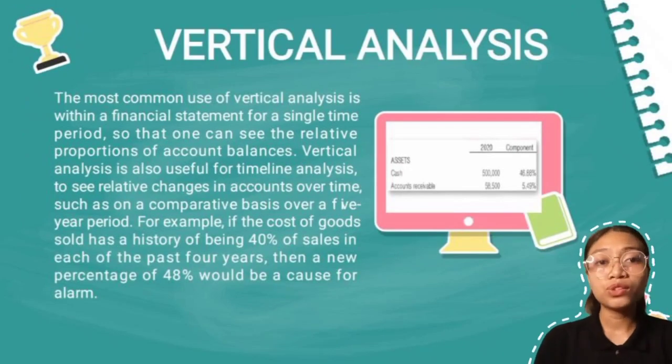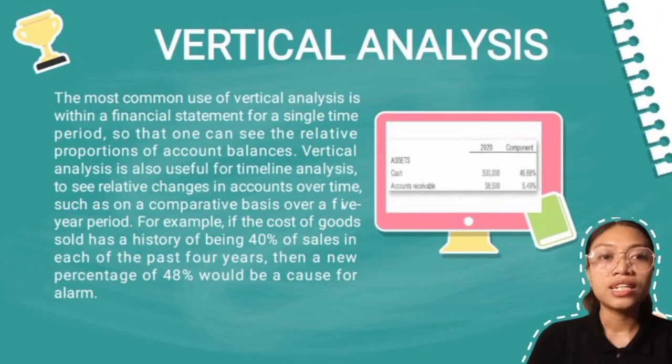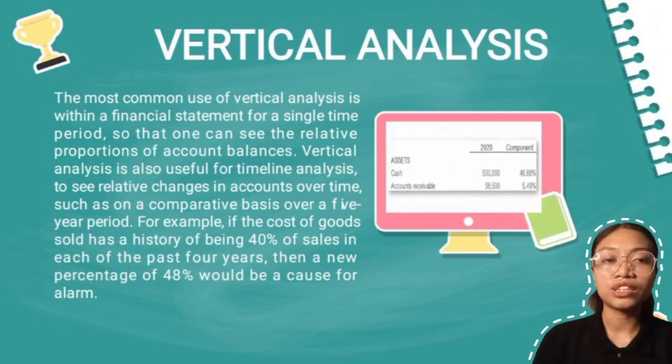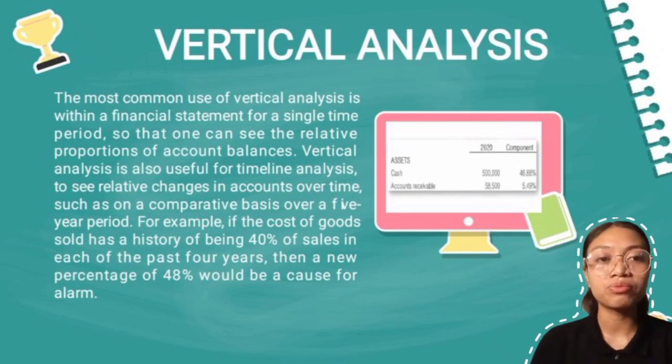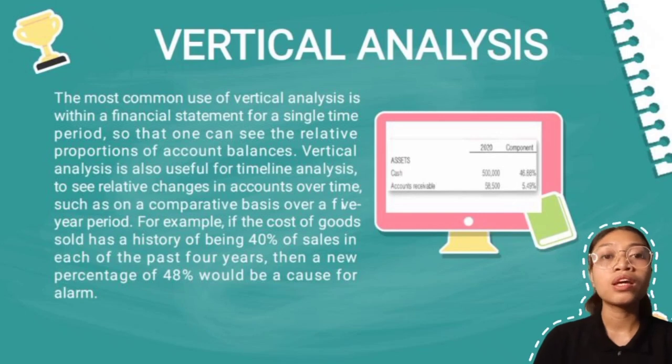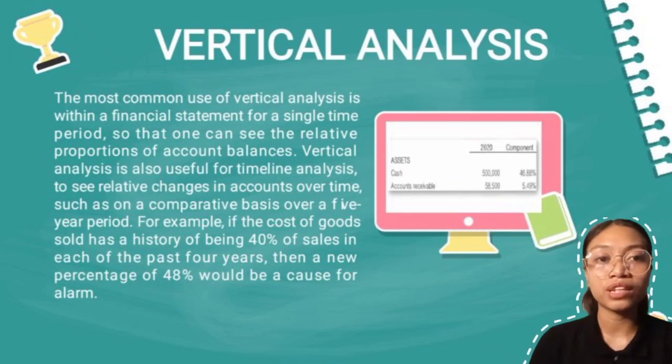So, the most common use of vertical analysis is within a financial statement for a single time period, so that one can see the relative proportions of account balances. Vertical analysis is also useful for timeline analysis to see relative changes in accounts over time, such as on a comparative basis over a 5-year period. For example, if the cost of goods sold has a history of being 40% of sales in each of the past 4 years, then a new percentage of 48% would be a cause for alarm.